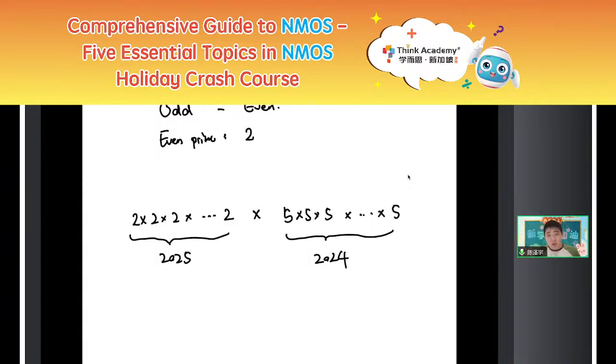If I have so many twos and so many fives, right? Am I lagging or?